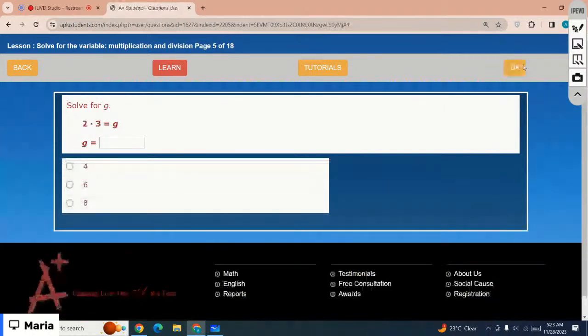Okay, g equals 2 times 3, which is the correct option. That is 6. You need to simply multiply them. 2 times 3 is 6. So the correct option is 6.